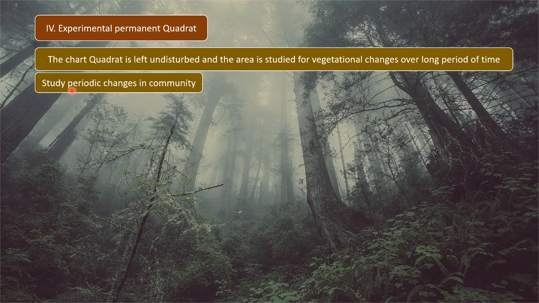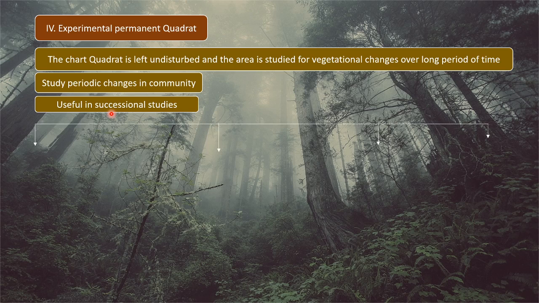This studies the periodic changes in a community. We know that with time the community keeps on changing, and these changes can be studied with the help of an experimental quadrat. This is also useful in successional studies. Now you already know what succession is, right? The changes that take place continuously, this is succession, and we can also study successional changes with this kind of quadrat.